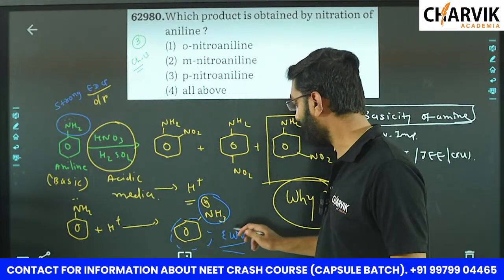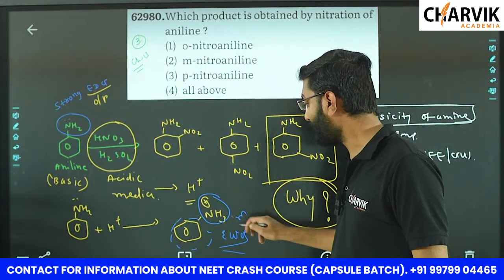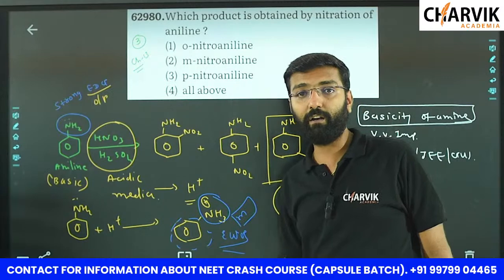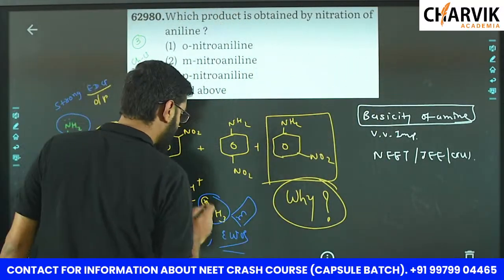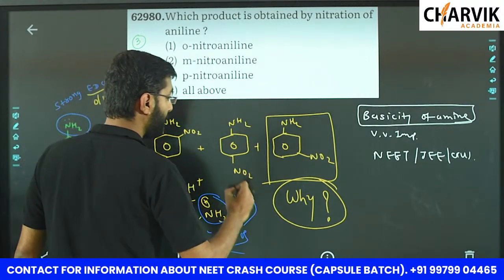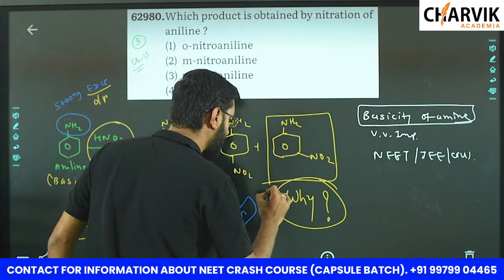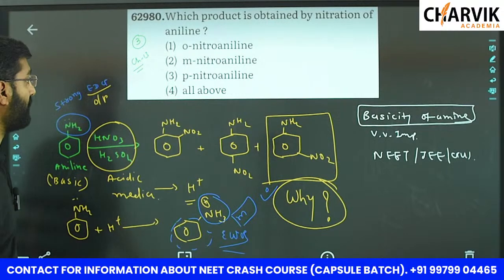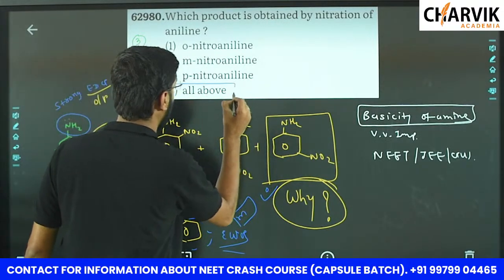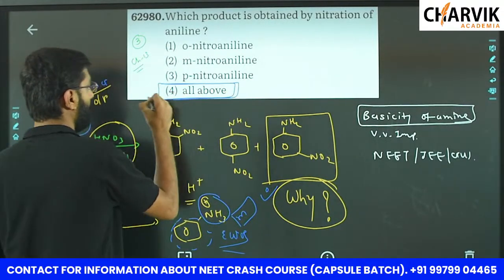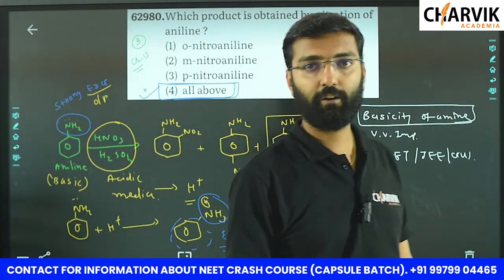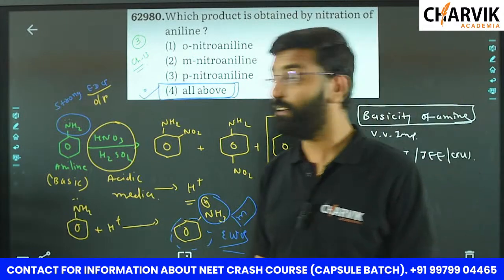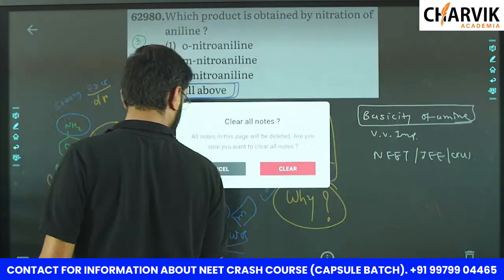And all electron withdrawing groups are meta directing, right? So you will get ortho product, para product as well as meta product. So your correct answer is all of the above. Your correct answer is 4. Are you getting it or not? Okay. Move to next question.